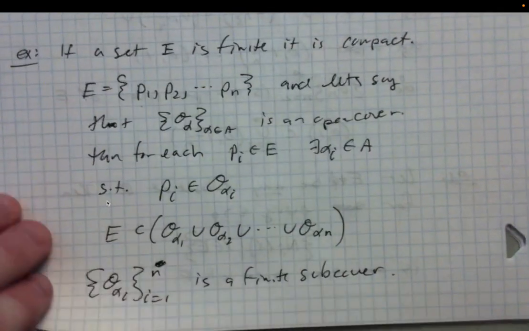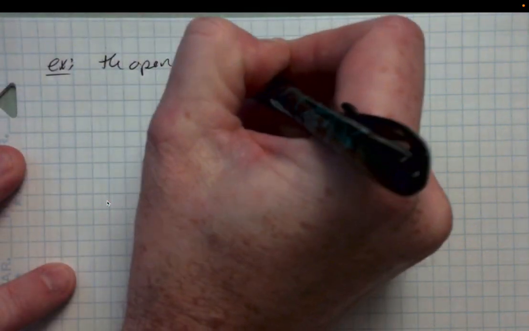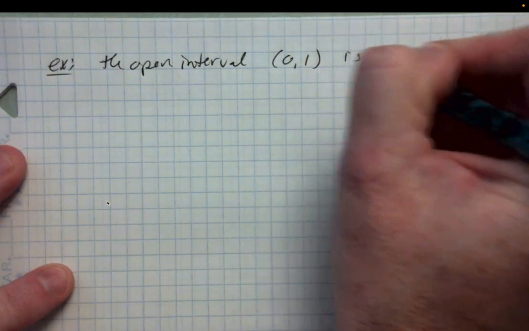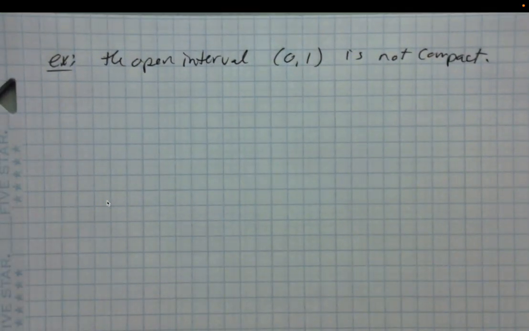Okay, now let's take a look at a set that isn't compact. The open interval 0 to 1 is not compact. This is a bounded interval, but it's not a compact set. It's a bounded open interval. And to see that it's not compact, all we have to do is show that there exists an open cover that doesn't have a finite subcover. And so we can do that easily.